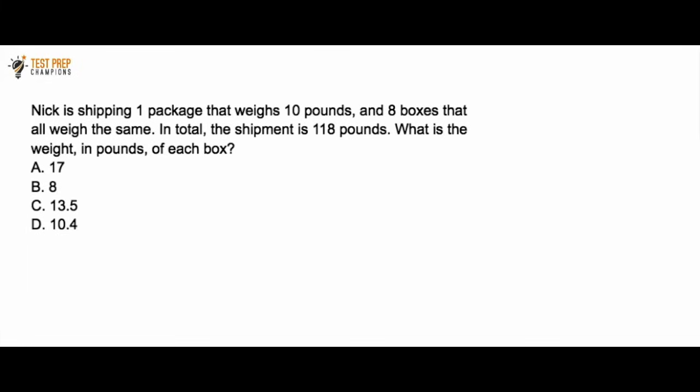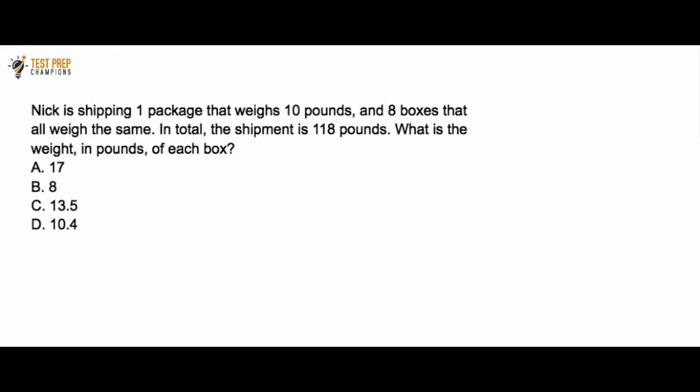Nick is shipping one package that weighs 10 pounds and 8 boxes that all weigh the same. In total, the shipment is 118 pounds. What is the weight in pounds of each box? Is it A, B, C, or D? You know the drill by now. Let's have you pause the video, give this a shot, and then we'll go over how to do it.